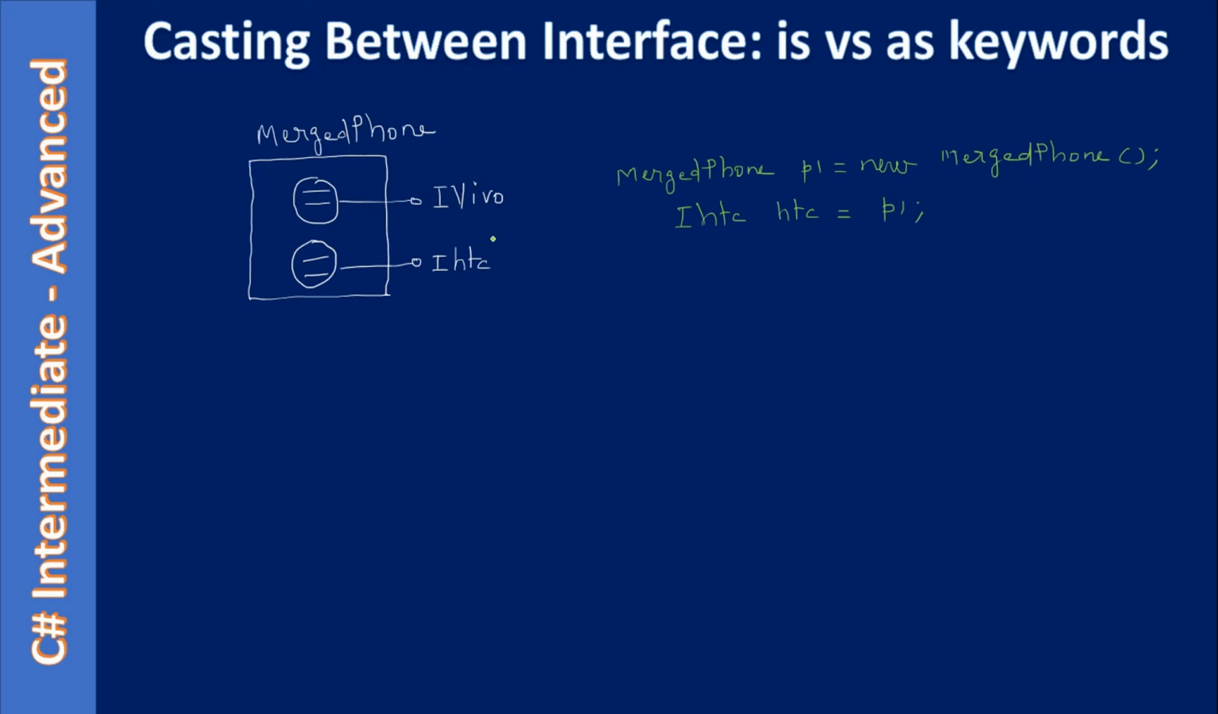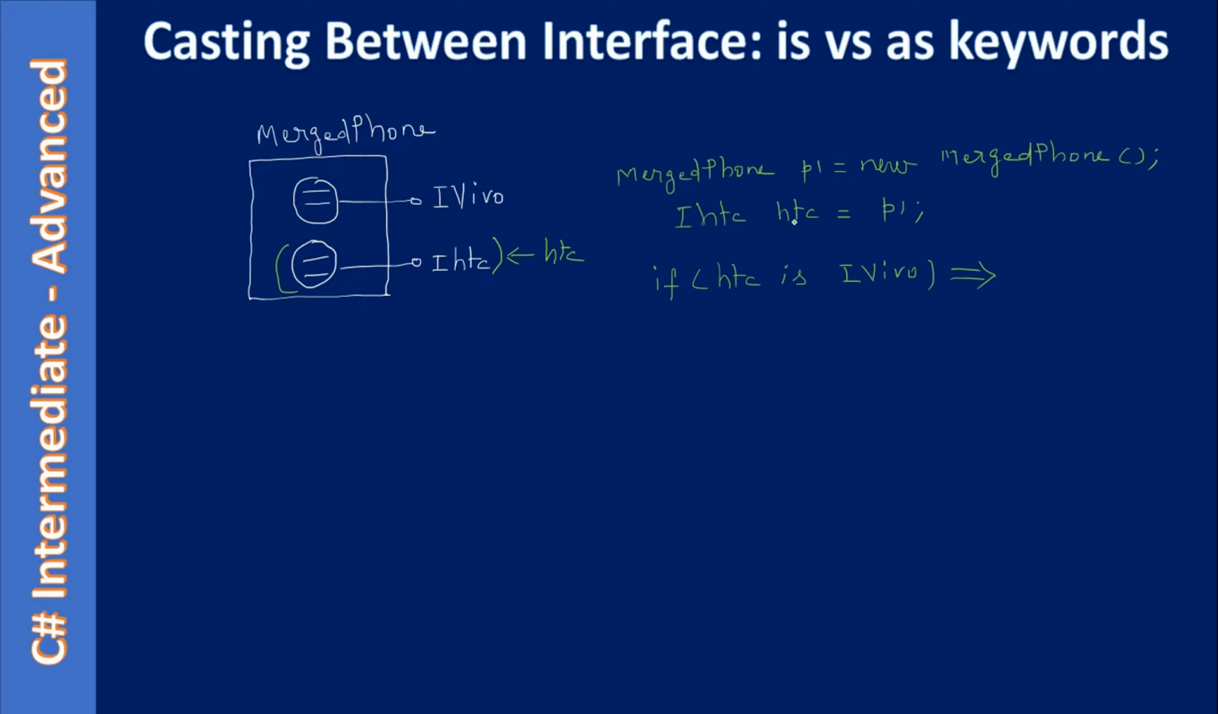That means the HTC reference now can reach you to this functionality. But if you see, it actually points to the merged phone, and merged phone is also an iVivo, right? So now you can actually perform this kind of type checking. Let's say we have the HTC reference in hand and the type is iHTC. So we can place an if statement like this: if HTC is iVivo. So this will return true.